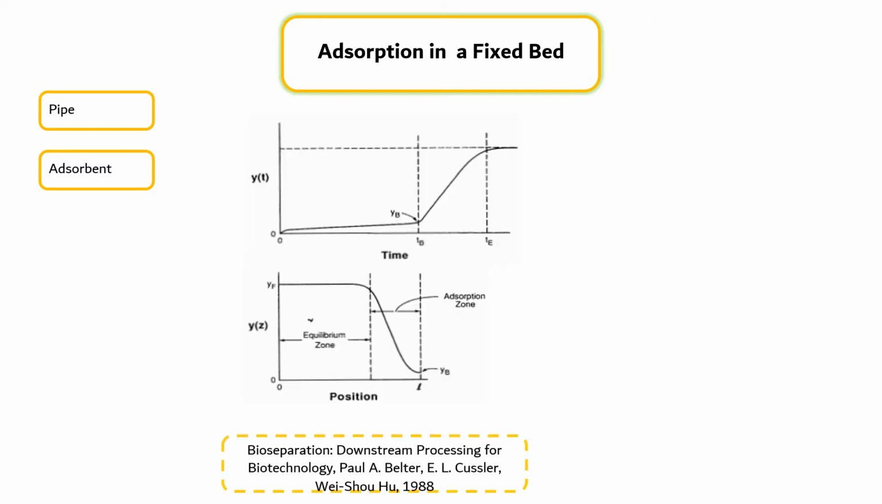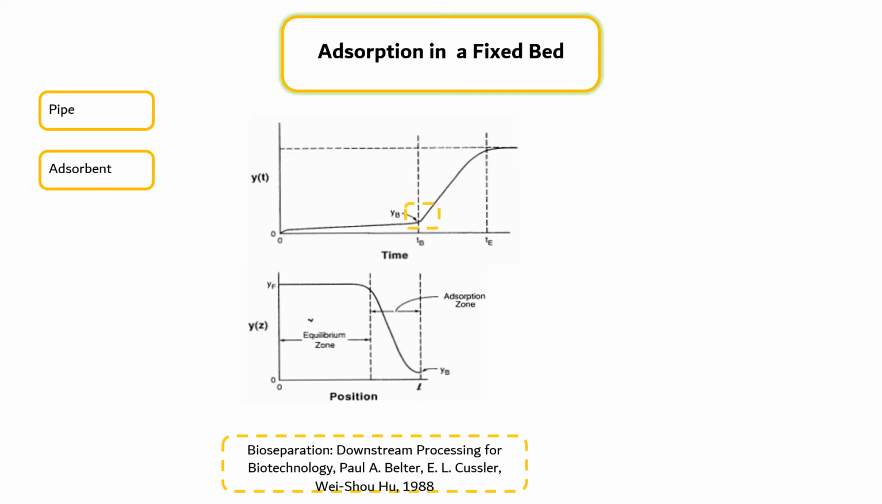A fixed bed is simply a piece of pipe standing on its end and filled with adsorbent beads. Fluid containing the solute of interest flows into one end of the pipe and out the other end. Initially, most of the solute is adsorbed, so that the solute concentration in the effluent is low, as shown in the figure. As adsorption continues, the effluent's concentration rises slowly at first but then abruptly.